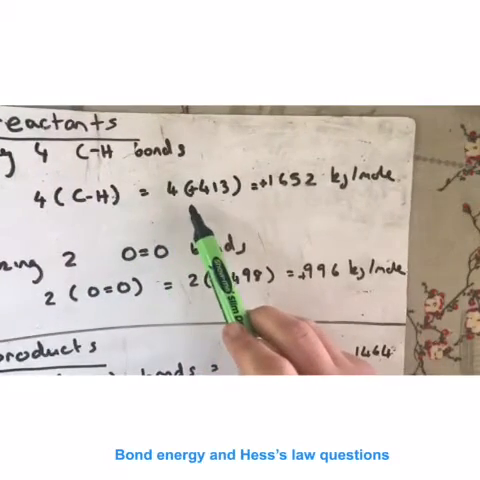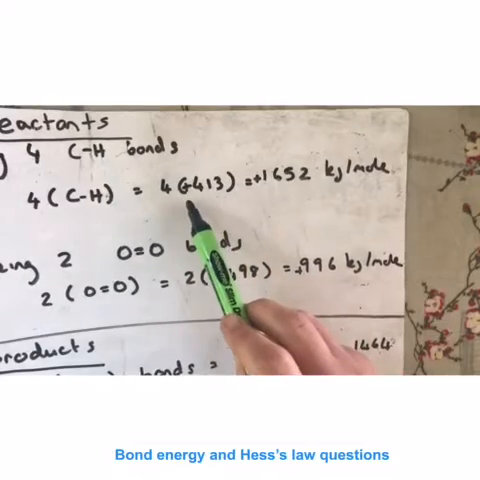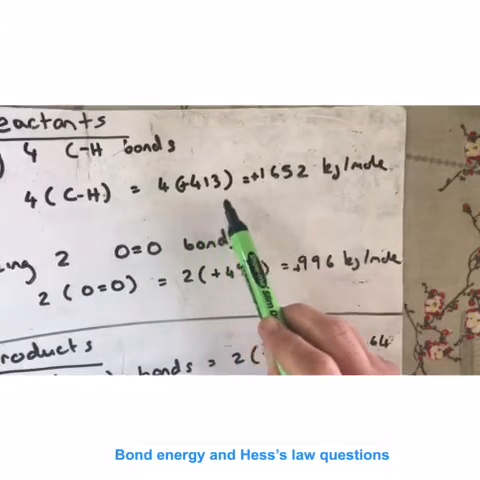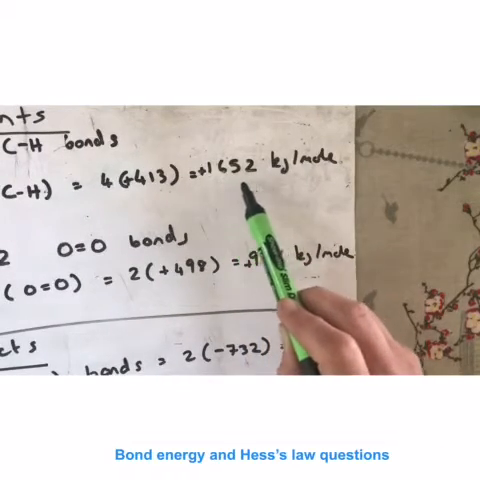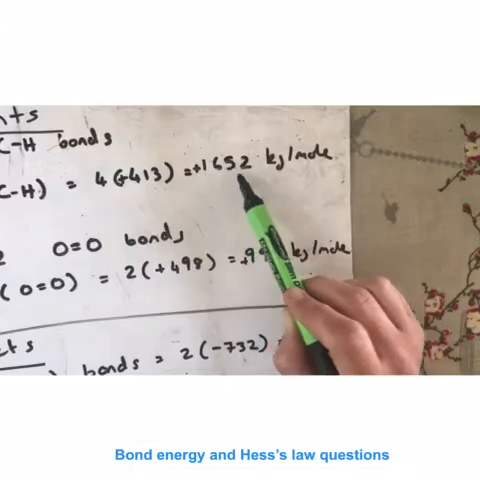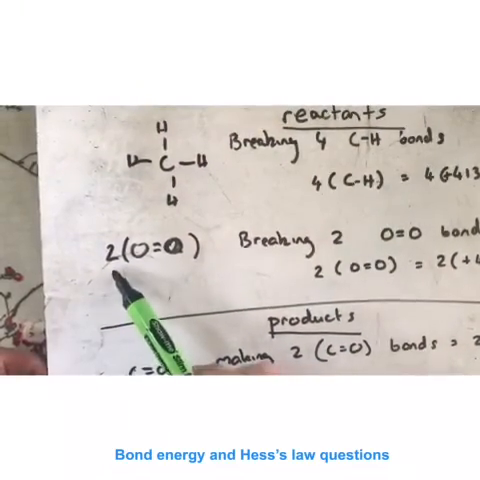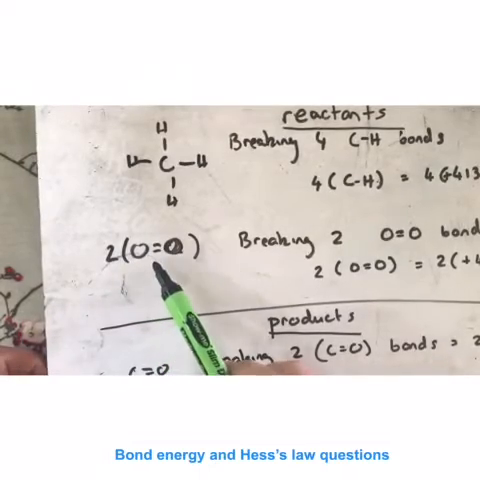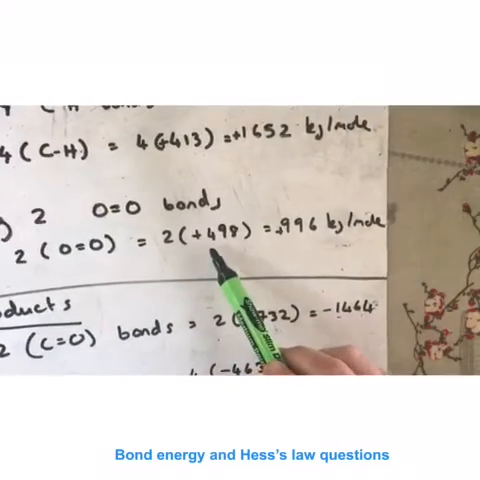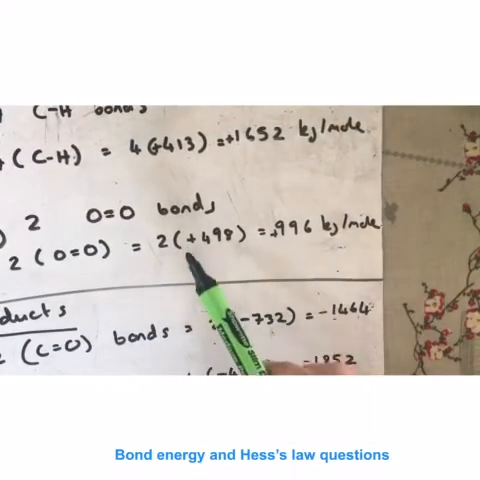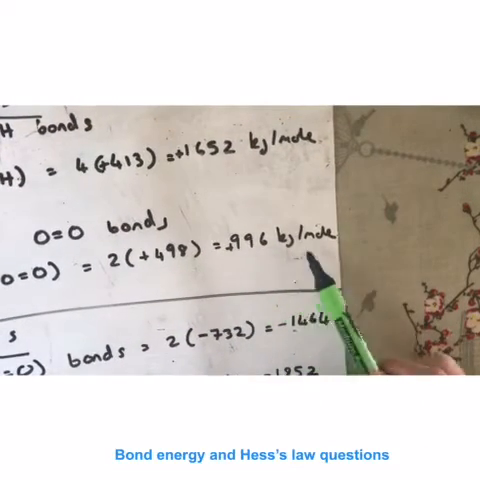Therefore, it's 4 multiplied by positive 413. That's what we were given at the start of the question. It's positive because it's breaking the bond. It's an endothermic reaction. So the overall energy change for that is positive 1652. So it takes 1652 kilojoules per mole to do that, okay? Our other reactant there, girls, is breaking 2 oxygen double bonds, okay? So again, you're multiplying 2 by positive 498. Remember, it's positive because we're breaking them, and overall energy change is plus 996 kilojoules per mole.